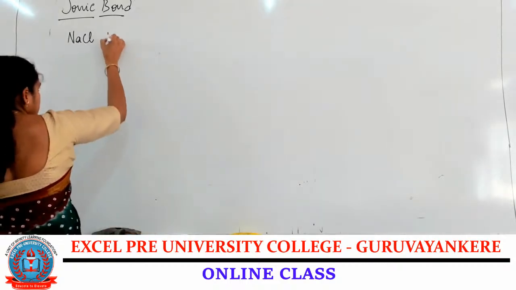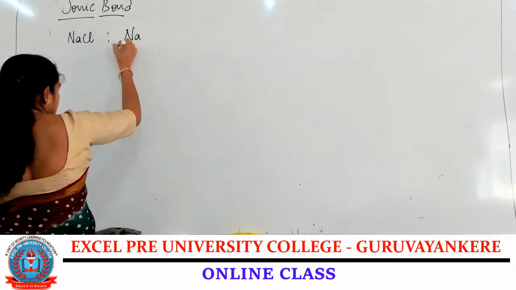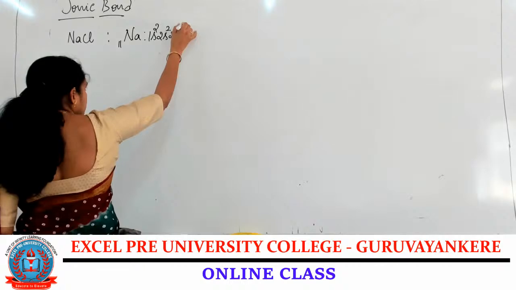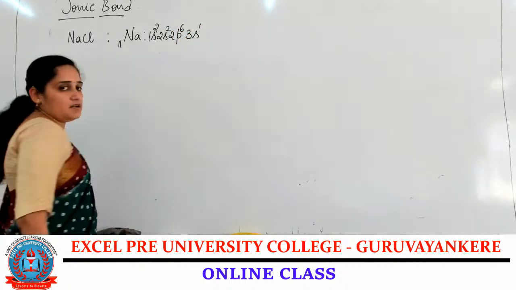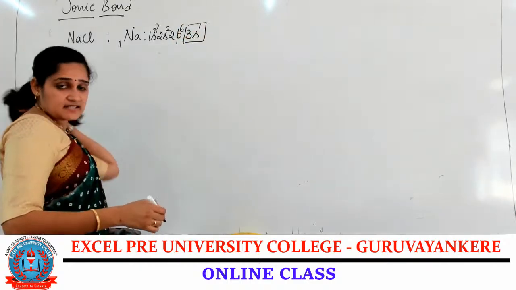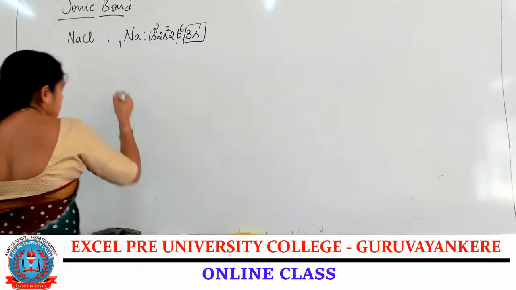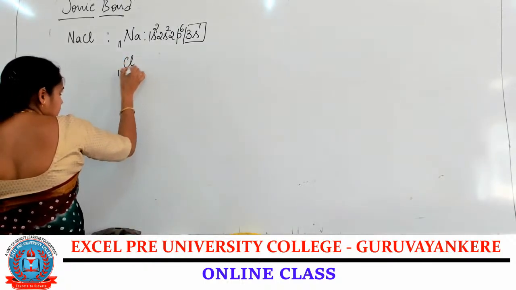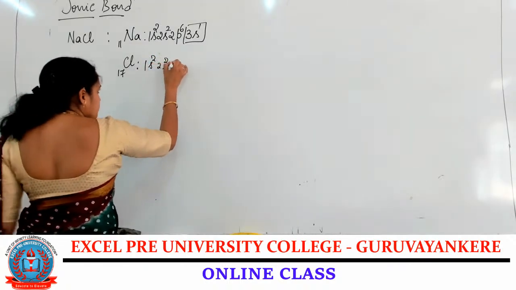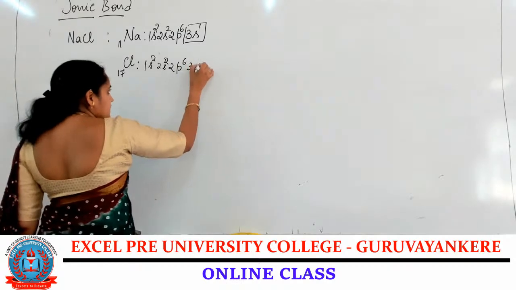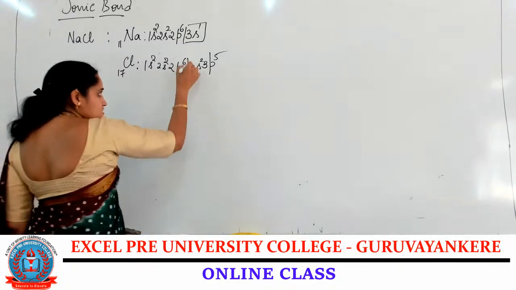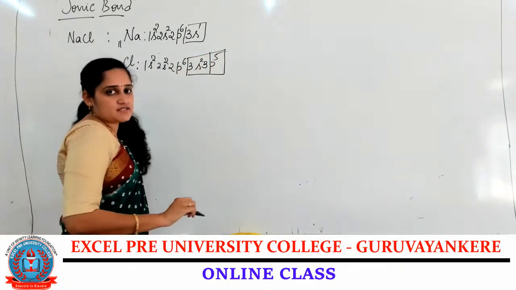We know that the atomic number of sodium is 11. We write the electronic configuration as 1s2, 2s2, 2p6, 3s1, and 3s1 is considered the valence shell of the sodium atom. For chlorine, the atomic number is 17: 1s2, 2s2, 2p6, 3s2, 3p5, and 3s2, 3p5 is considered the valence shell.